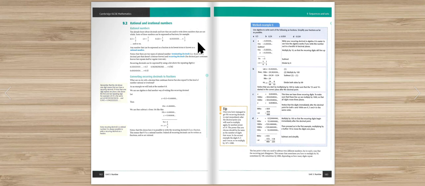Again, and today we're going to learn about lesson 9.2 about rational and irrational numbers. Let's start.